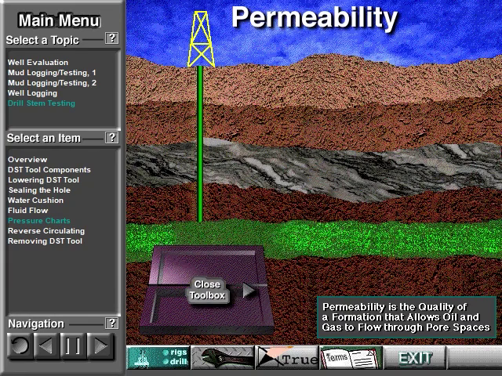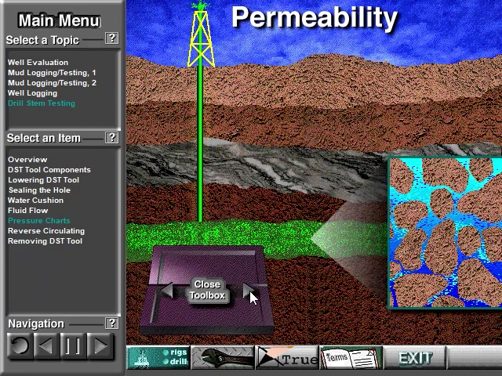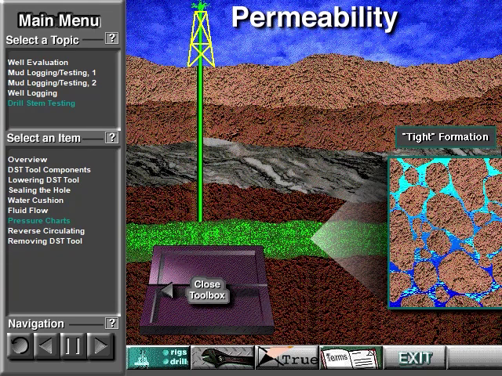Permeability is the quality of a formation that allows oil and gas to flow through the pore spaces of rock. Highly permeable formations allow fluids to flow easily. A formation with low permeability is called a tight formation. It is harder to produce than a formation with high permeability.